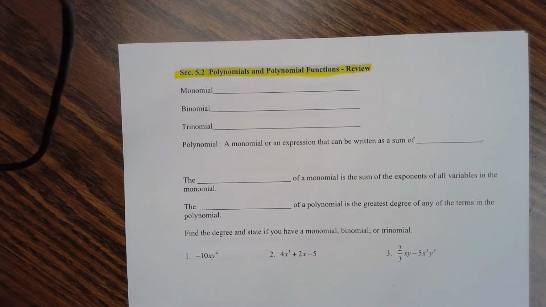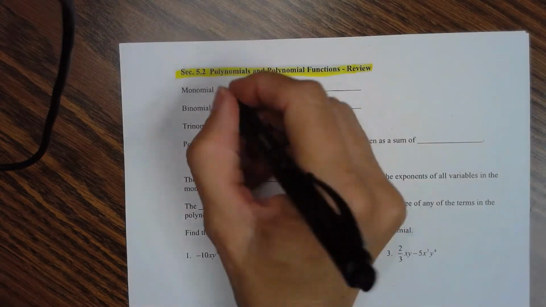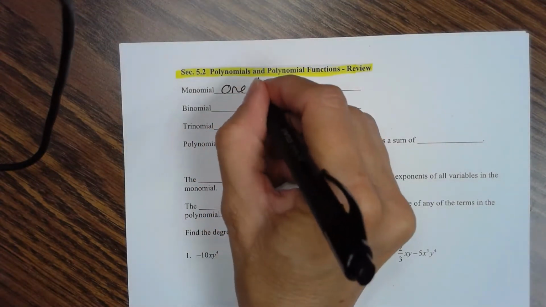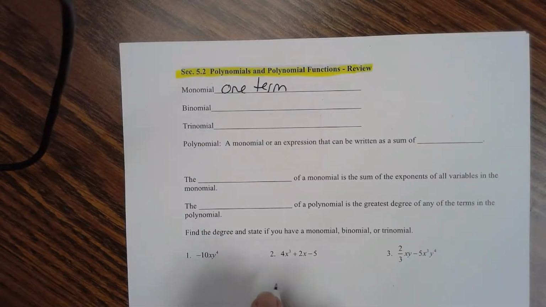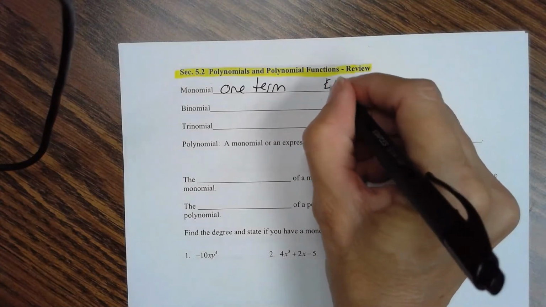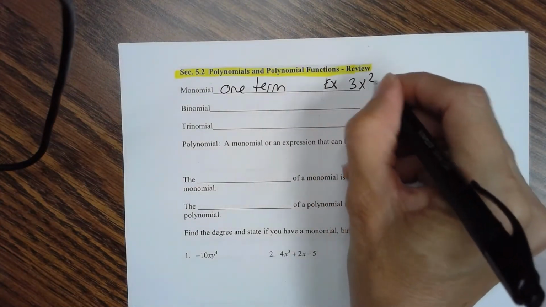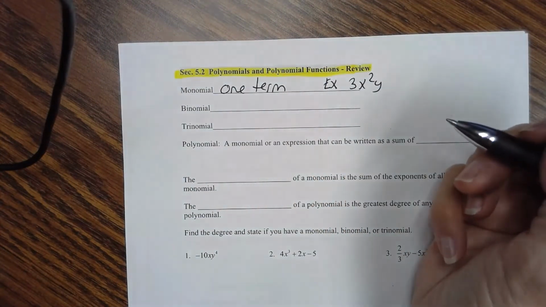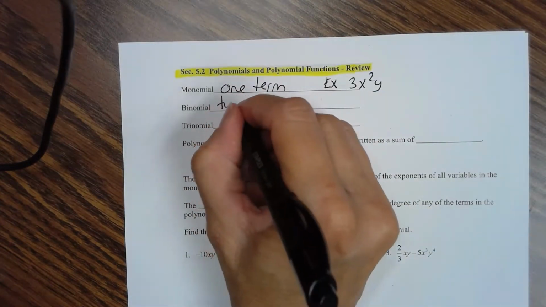So what does it mean to be a monomial? A monomial would be if you had one term. And we have to realize what a term is. A term is not a variable. Terms are separated by plus signs and minus signs. So one term, an example, could be 3x squared y. That's one term.